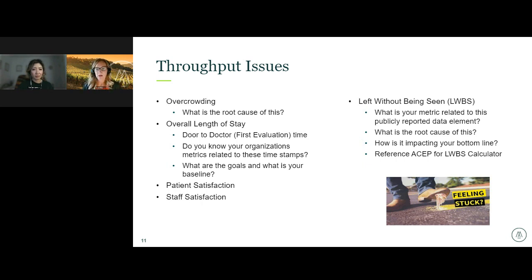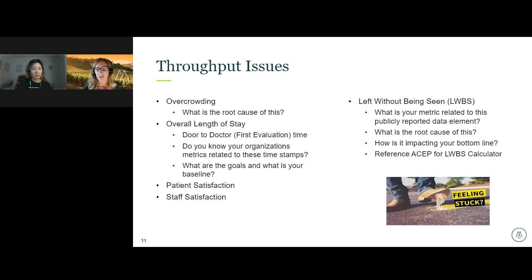Left without being seen, we've started to really talk about that. What is your metric related to this? The national average is really 3% now. We like to see it less than 2. It's actually gone up a little bit in the last year or so. But really, if you're really hitting it out of the park, it's less than 1%. We don't want to see any patients leaving the emergency department once they've arrived. That can be somewhat of an unrealistic goal, but less than 1% is really where you want to be.